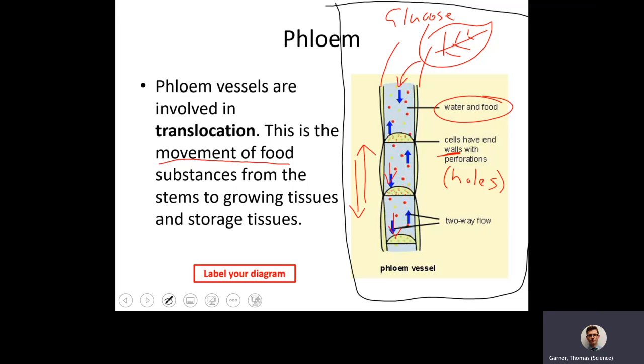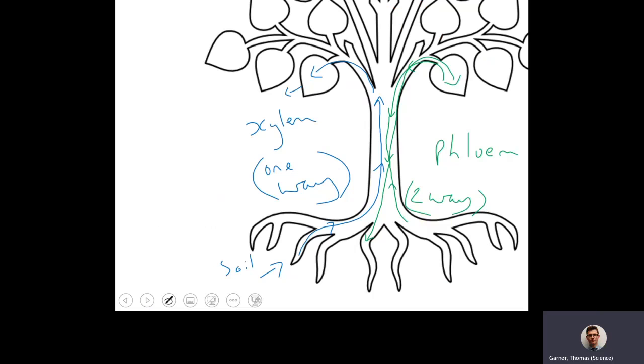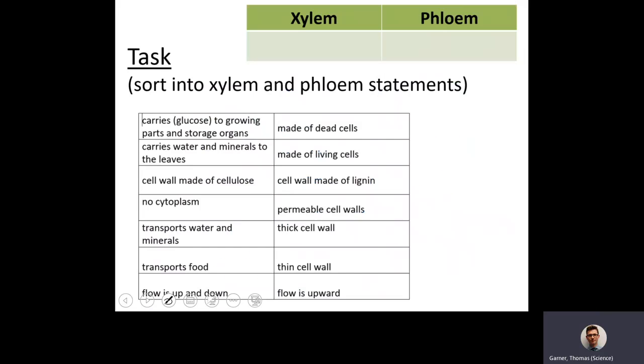And then lastly, it's using all this information, this comparison between the xylem and the phloem, to sort out all of these boxes into whether they're for a xylem or whether they're to do with the phloem. Okay, so you could just write them in your book. You could do two lists. You could do two paragraphs. You could draw a table in your book if you want to be extra neat. Sort these into xylem and phloem.